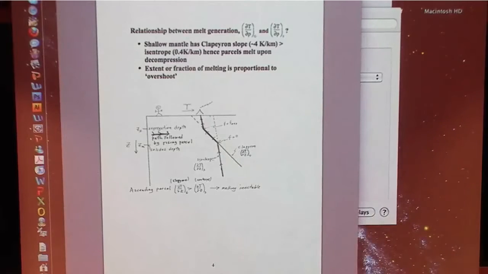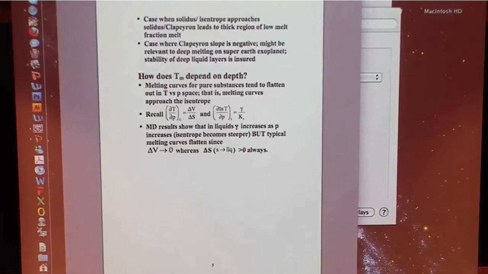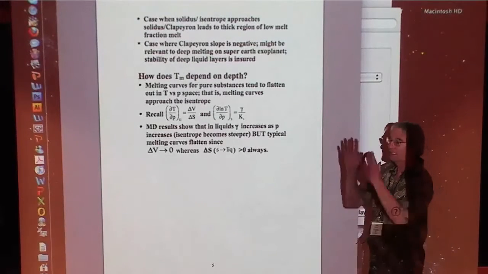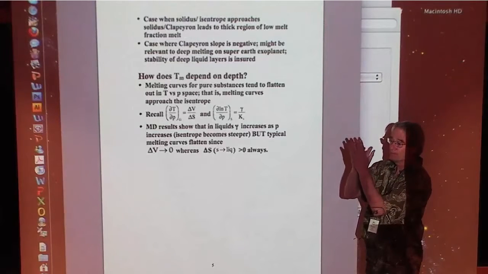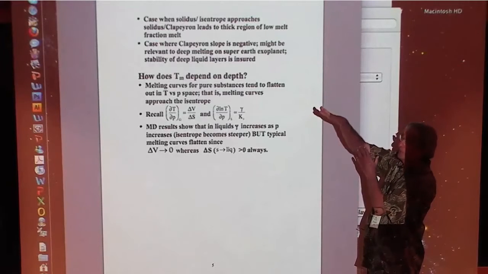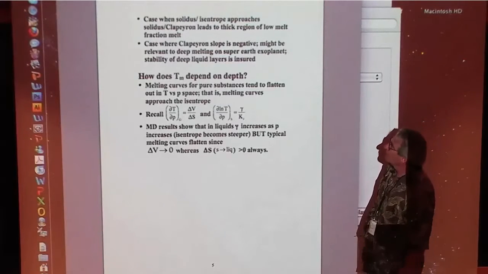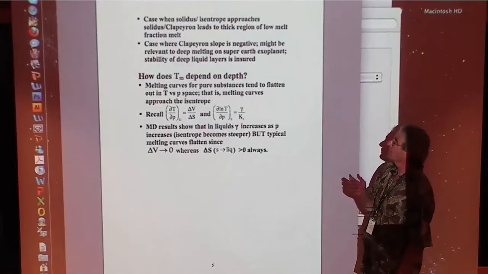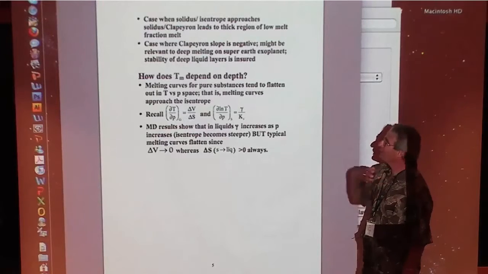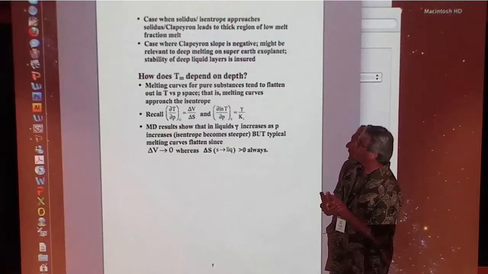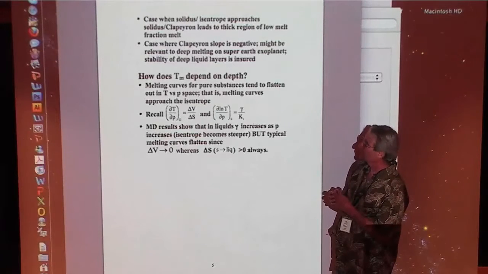But, and this really will be the last thing I say here, you can get some really cool things going on here when the isentrope and the Clapeyron slope become very, very similar. You notice at low pressures, they're very distinct. But what about when the Clapeyron slope goes negative? Whoa, that's crazy, right? But it does happen. How is that going to relate to melting on a super Earth? And how do we deal with stability of liquid layers?